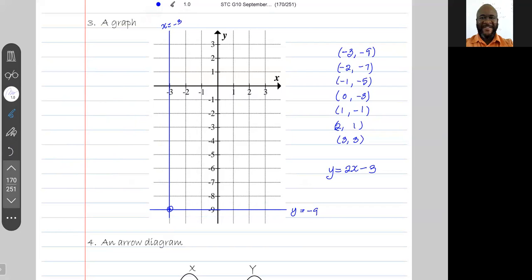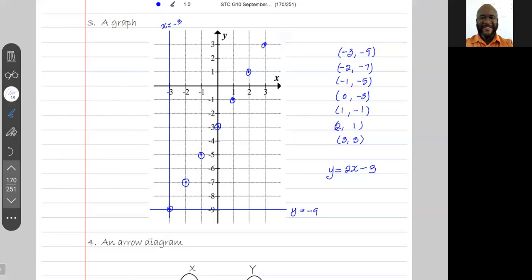The next point is -2, -7. That would be here. Then -1, -5, which would be here. Then 0, -3, which would be here. Then 1, -1, which is here. 2, 1, which is here. And 3, 3, which is here.